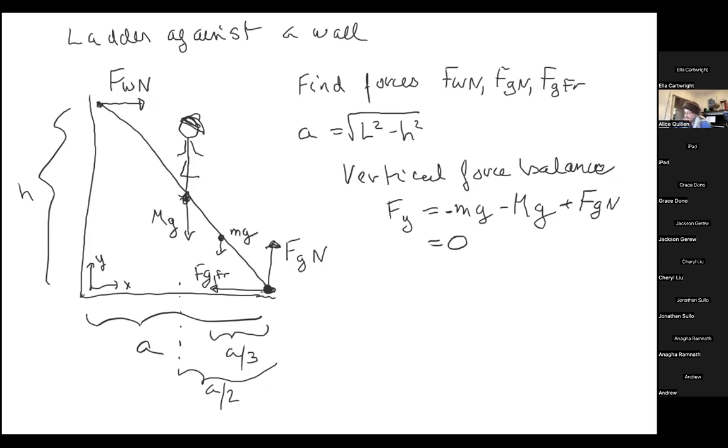So we actually have one of the things we wanted to find. Fgn is equal to mg plus mg. So we have one of our unknowns already with our first equation. So horizontal force balance. So let's do horizontal force balance.